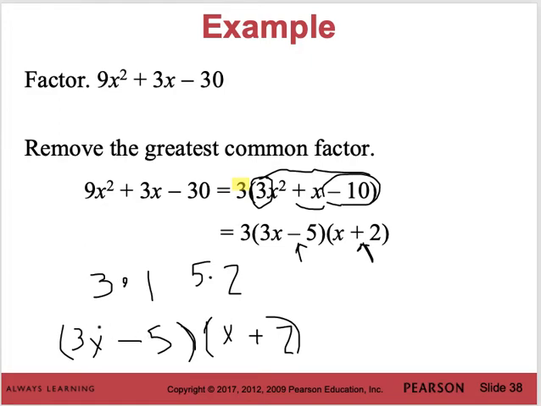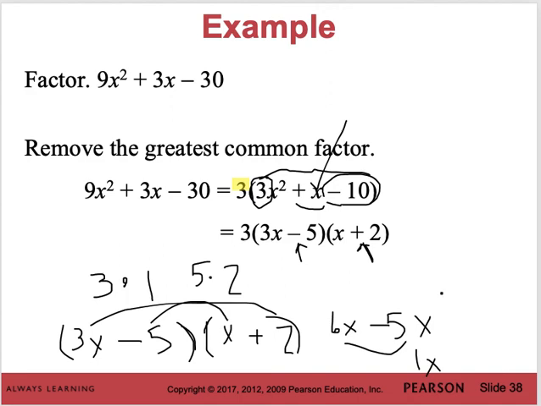So remember, we would do outside. That gives us 6x. Just to check that inner term. And inside, negative 5x. And if we add those together, we're left with 1 positive x. And that's what we had right here. So we know that works. So it would be 3 times 3x minus 5 times x plus 2.